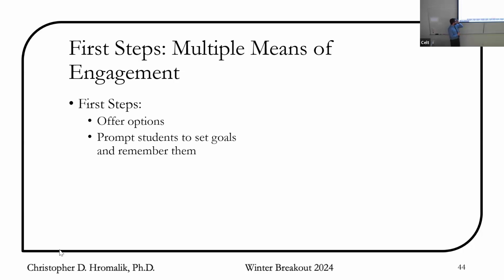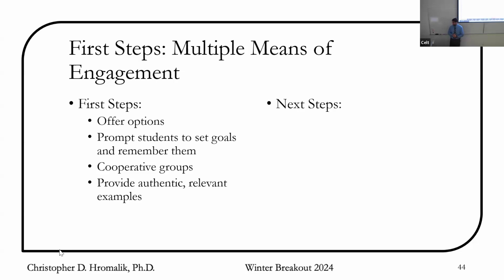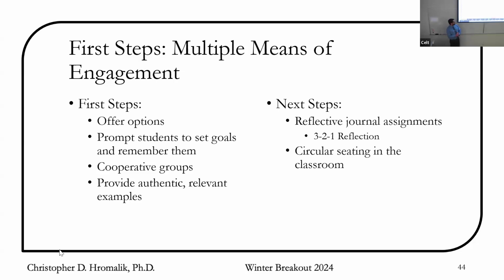You can prompt students to set goals and prompt students to remember their goals too. You can offer opportunities to work in cooperative groups. We want to consider how we can provide authentic and relevant examples to students. Next steps might be to consider reflective journal assignments, such as a pre-exam reflection. And maybe consider if it's possible to offer the option for choice in the classroom.